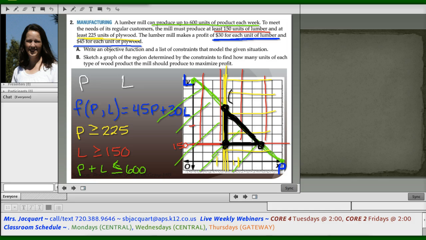So this point here is 225 and 150. No, it's not. It's 225 and this point here is 225. The top point is 225, and then whatever gets to 600, so that's going to be 375. And then this point on the far right is going to be whatever gets to 600 from 150, 450, and 150.